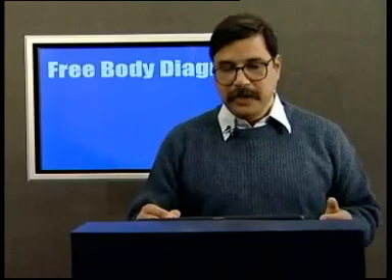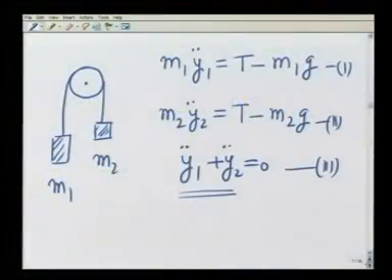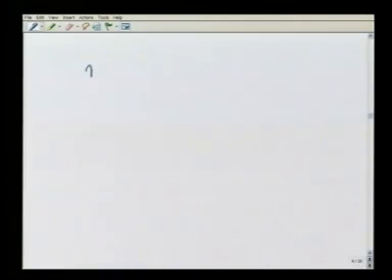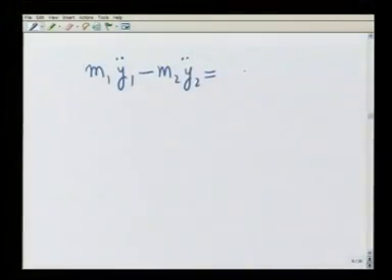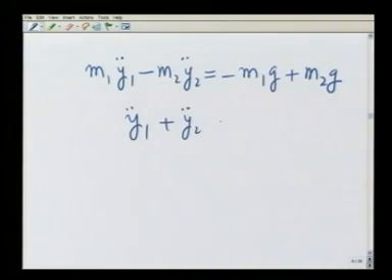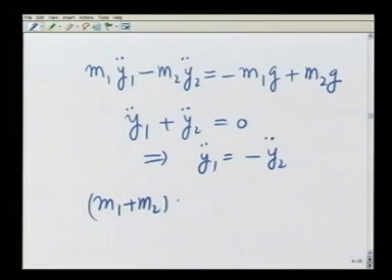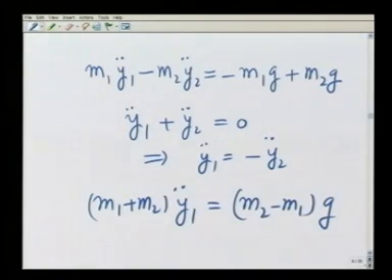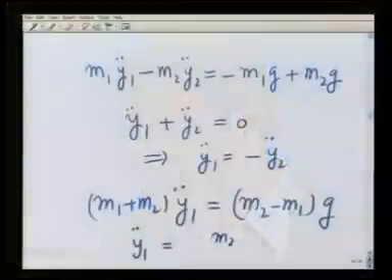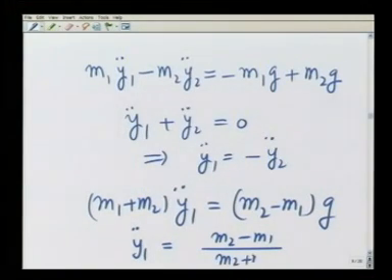Let us now solve these equations. Let us eliminate T first. So, for that I subtract equation 2 from equation 1. In doing so, I get m1 y1 double dot minus m2 y2 double dot is equal to minus m1g plus m2g. Since I know that y1 double dot plus y2 double dot is equal to 0, this implies y1 double dot equals minus y2 double dot. If I substitute, I get m1 plus m2 times y1 double dot equals m2 minus m1 times g, or y1 double dot equals m2 minus m1 over m2 plus m1 times g.